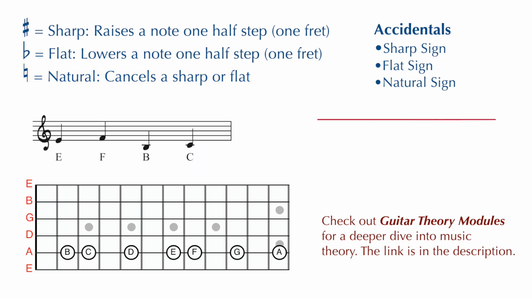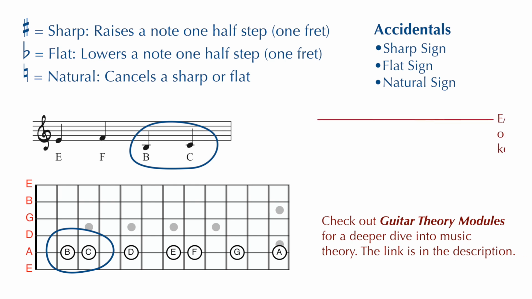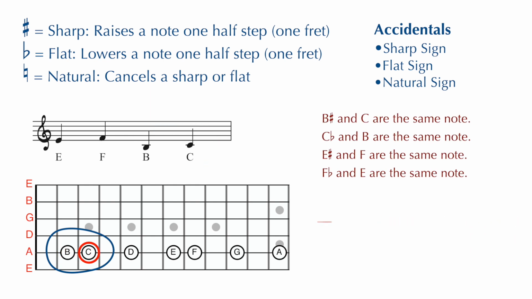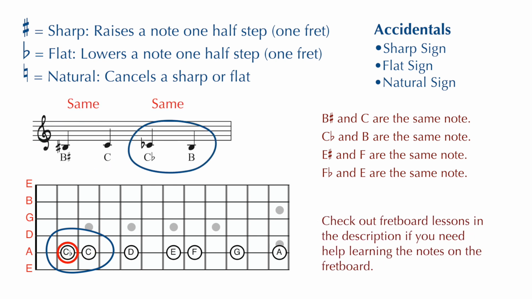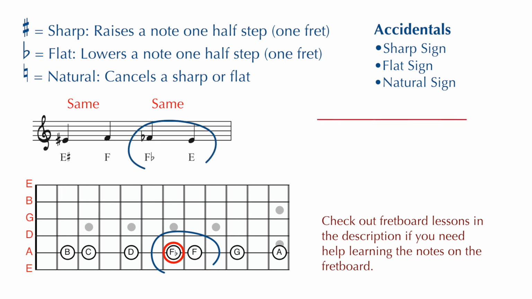If you're familiar with the fretboard or the keyboard, you know that E and F are next to each other, and B and C are next to each other with no frets or black notes in between. So if you raise a B 1/2 step or 1 fret, you land on a C. B sharp and C are the same note. C flat and B are the same note. Same with E and F. E sharp and F are the same note. F flat and E are the same note.